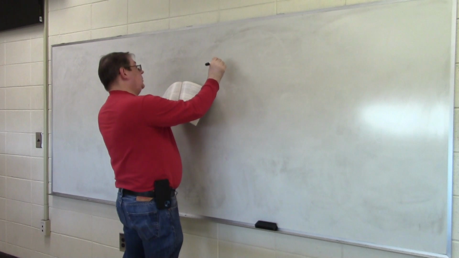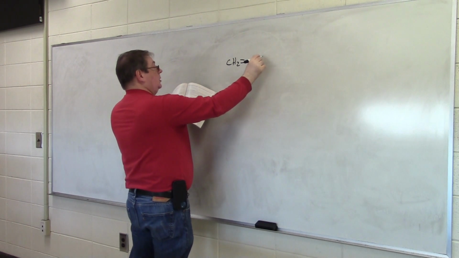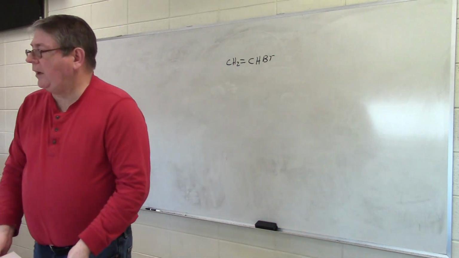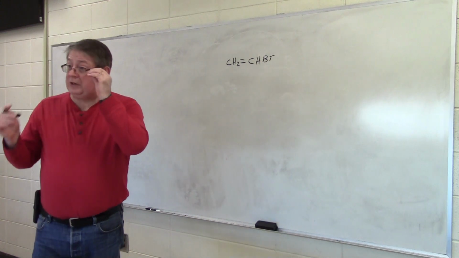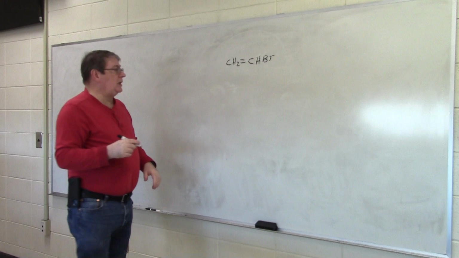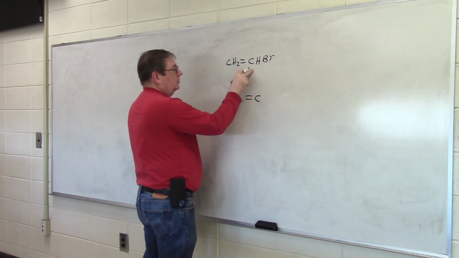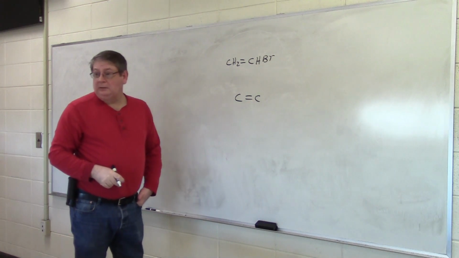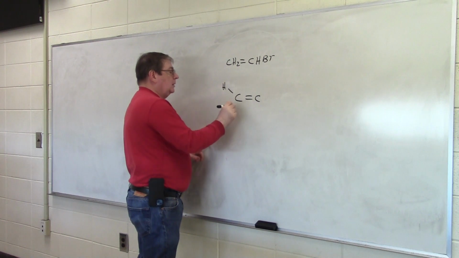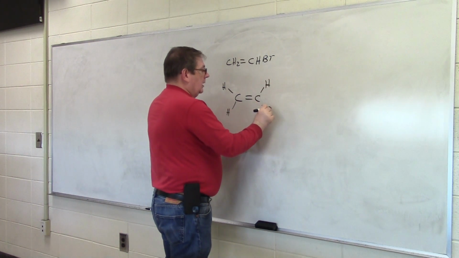So the first one is CH2 double bonded to CHBr. When looking at that, it's very difficult to see whether or not you can have E or Z as it's written. It's written in more of a condensed structure. So what I recommend you do is actually draw it out. I know I've got two carbons connected together with a double bond because it's an alkene, right? This carbon has two hydrogens attached to it. This carbon has a hydrogen and a bromine.